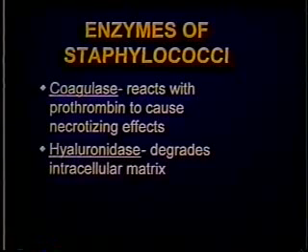Bacteria may produce enzymes such as those of the staphylococci, the coagulase, which reacts with the prothrombin to cause a necrotizing effect, thus producing suppuration or pus, if you will, and exudate. They also may produce hyaluronidase, an enzyme which breaks down the matrix between the cells and allows for the spread of the bacteria within the tissues that they have invaded.